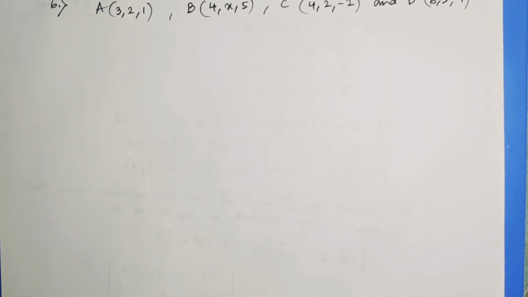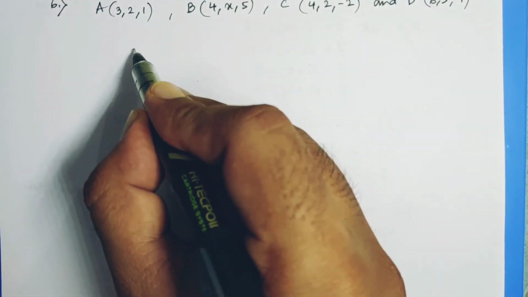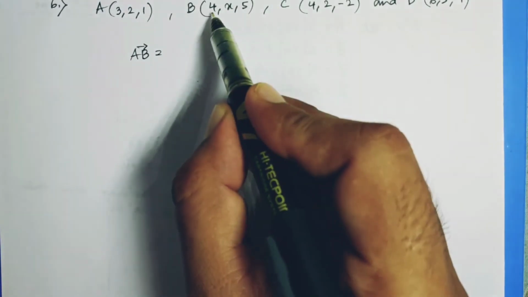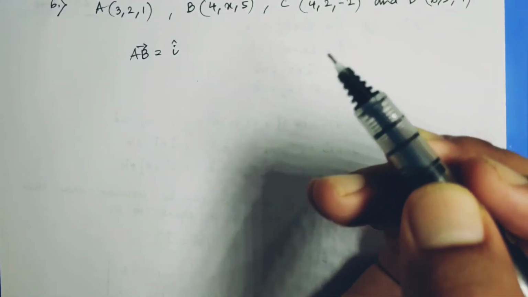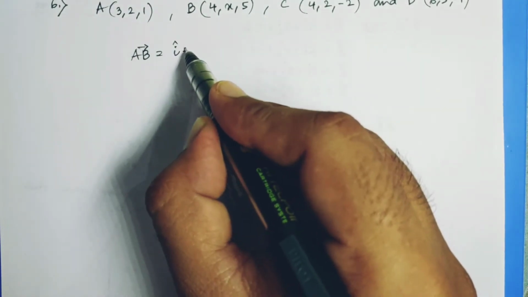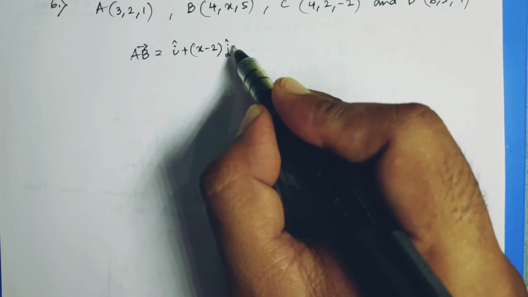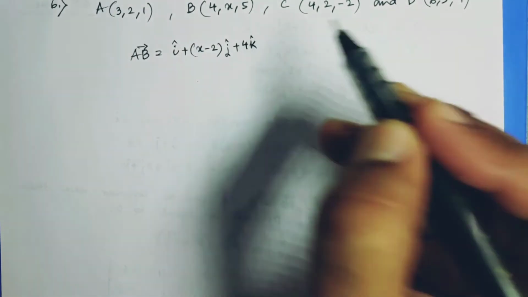First thing, we have learned how to find vectors joining 2 points, right? So let us find the vector joining the points A and B. So AB vector will be equal to what? Just like the previous one we did. It will be 4 minus 3, that is 1, so it will be 1 i cap, plus (x minus 2) j cap, then plus (5 minus 1) k cap, right?